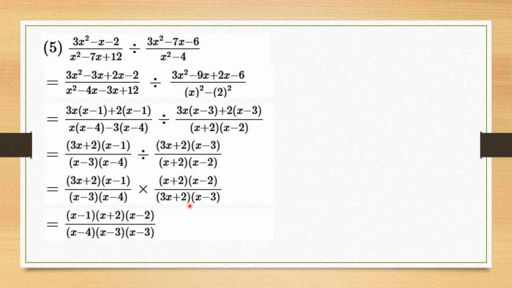Now we just have to do certain cancellation. This 3x plus 2 from the numerator and this 3x plus 2 from the denominator will get cancelled. So we are left with x minus 1 into x plus 2 into x minus 2 in the numerator, and x minus 4, x minus 3, and this x minus 3 in the denominator. Nothing else is getting cancelled, so this will be our final answer: x minus 1 into x plus 2 into x minus 2 upon x minus 4 into x minus 3 into x minus 3.